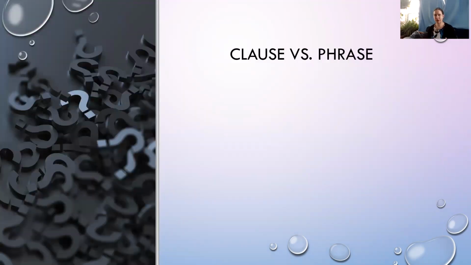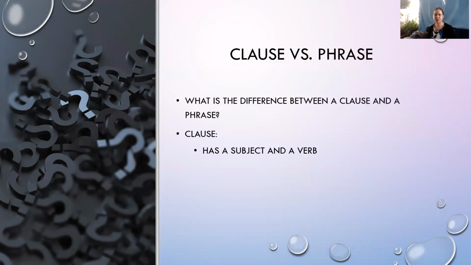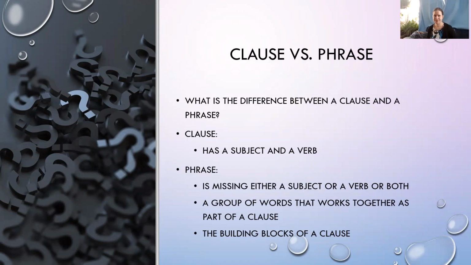Last time we learned about phrases. Now you're going to learn about clauses. What's the difference? Let's recap. A clause has both a subject and a verb. A phrase is either missing a subject, a verb, or both. A phrase is a group of words that work together as part of a clause. Phrases are really the building blocks of a clause.